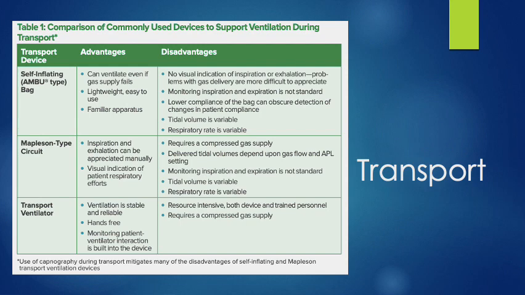This is just a chart from that article that I found to be helpful, outlining the transport device systems such as the self-inflating ambu bag, the Mapleson circuits or transport ventilator, and then the advantages versus the disadvantages. Each institution has different types of breathing systems that you'll use.